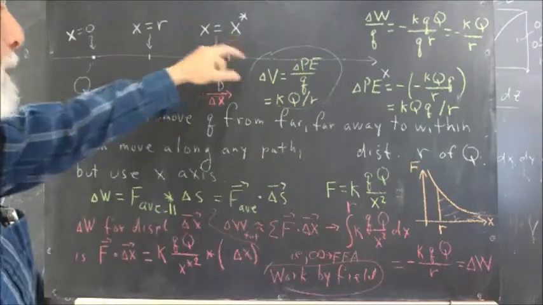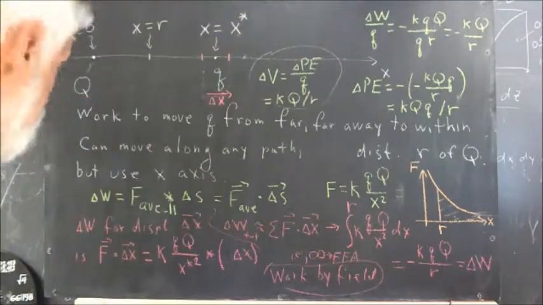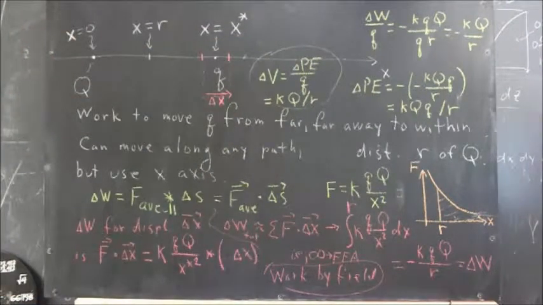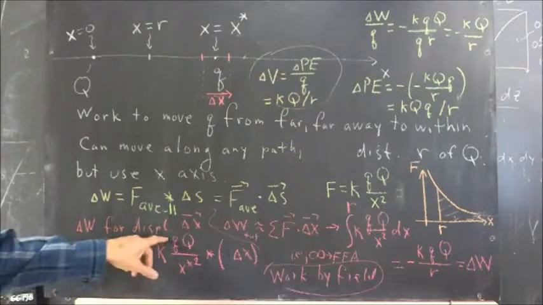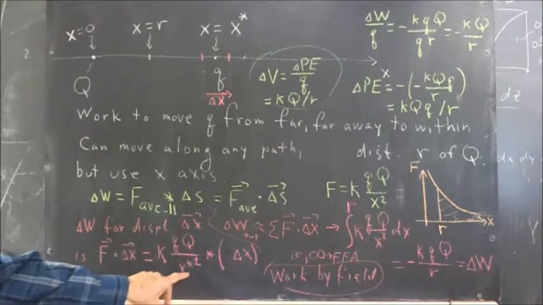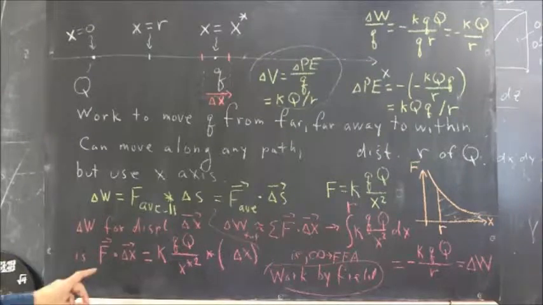So x star is a sample point, x is going to equal x star, meaning that the force is going to equal k times little q times big Q over x star squared. So there's our force.